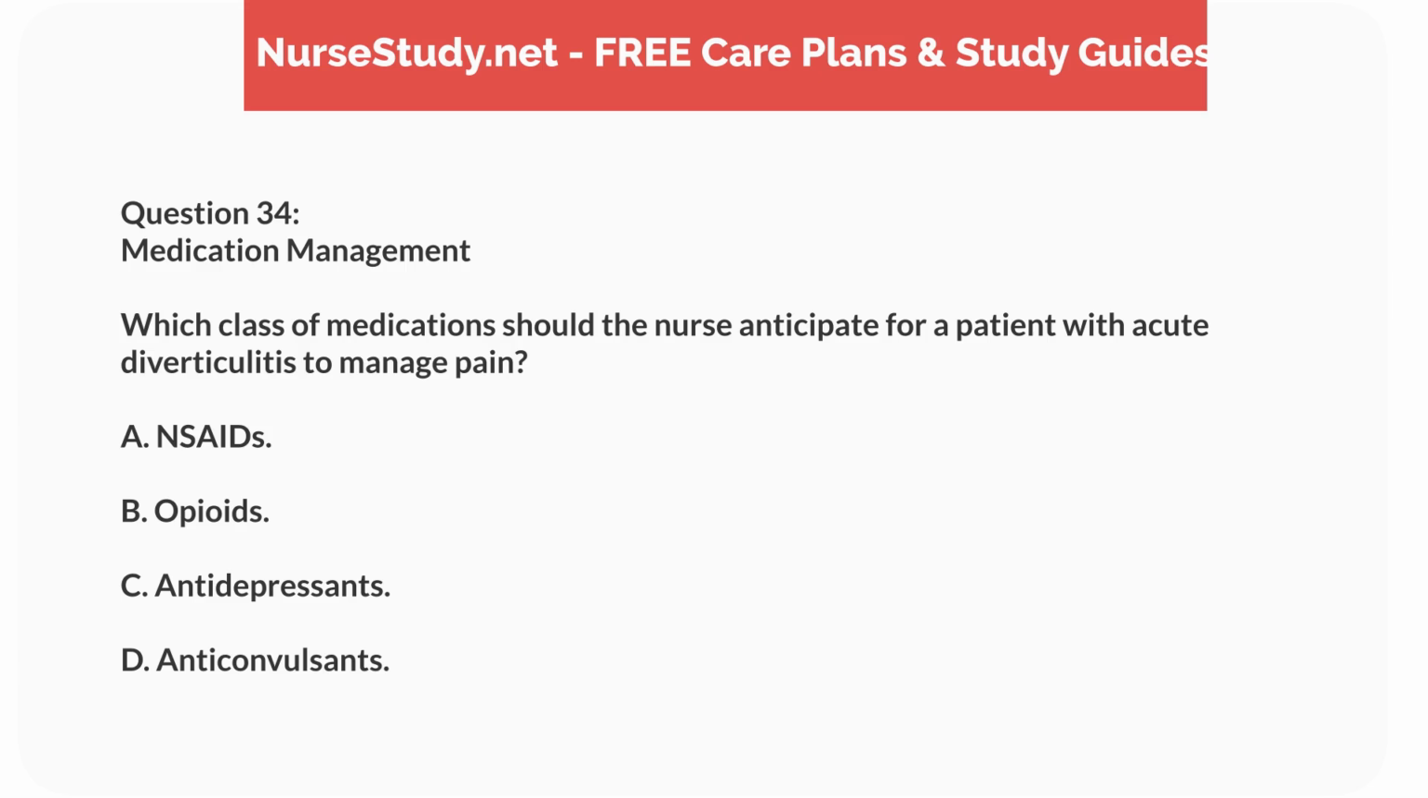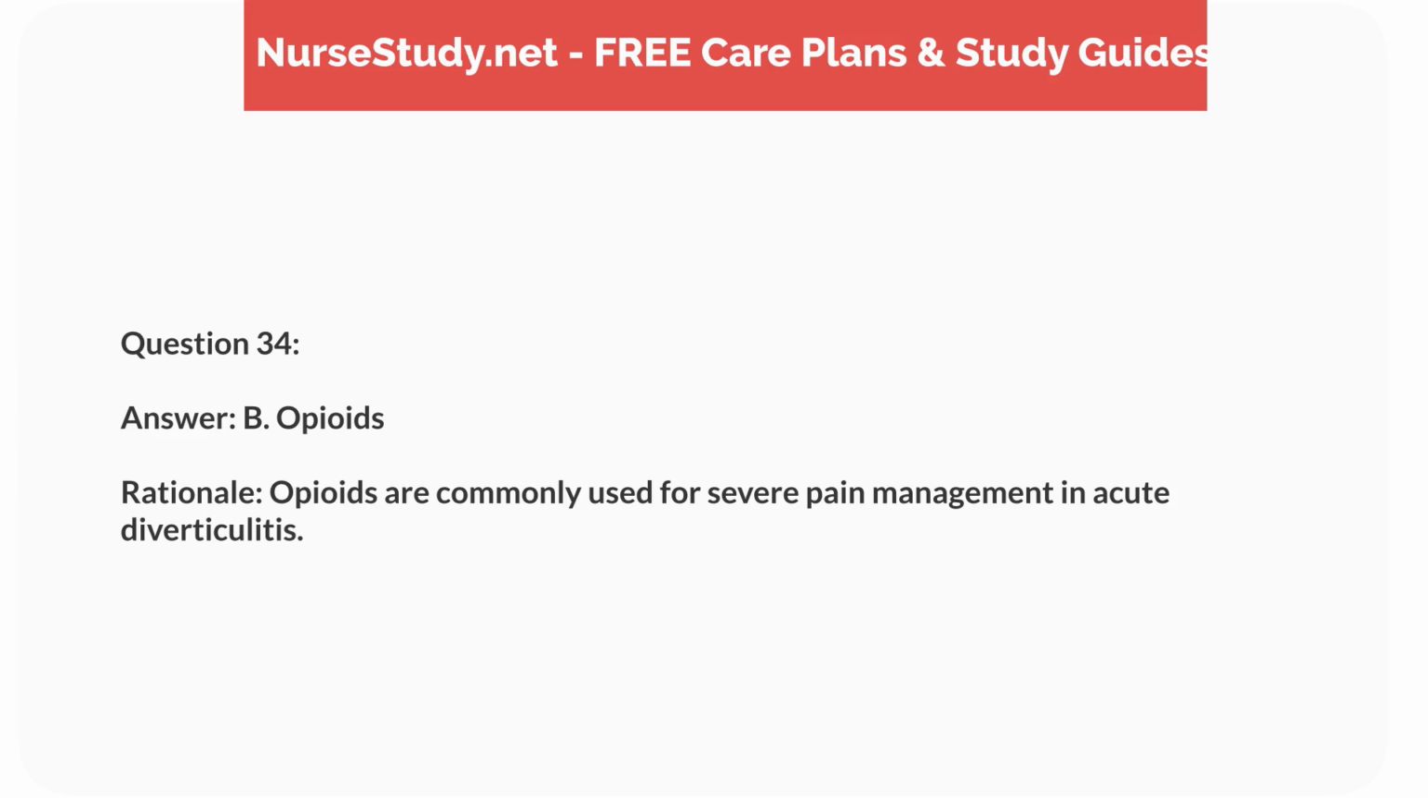Question 34. Medication management. Which class of medications should the nurse anticipate for a patient with acute diverticulitis to manage pain? A. NSAIDs. B. Opioids. C. Antidepressants. D. Anticonvulsants. Answer: B. Opioids. Rationale: opioids are commonly used for severe pain management in acute diverticulitis.